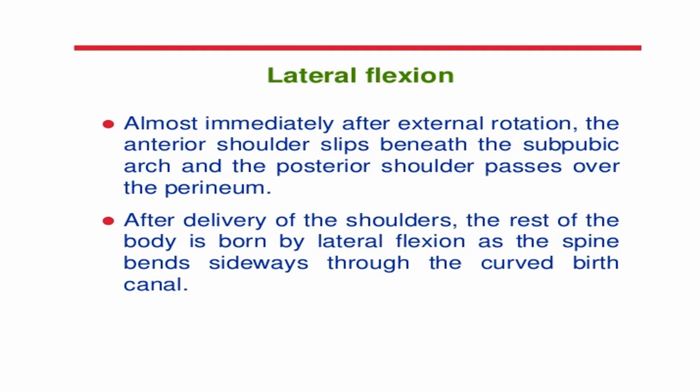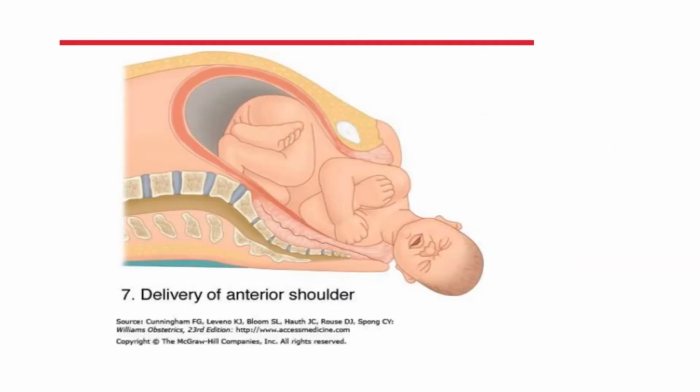passes over the perineum. After the delivery of the shoulder, the rest of the body is borne by lateral flexion as the spine bends sideways through the curved birth canal. So the body will be delivered towards the mother's abdomen by a movement of lateral flexion.